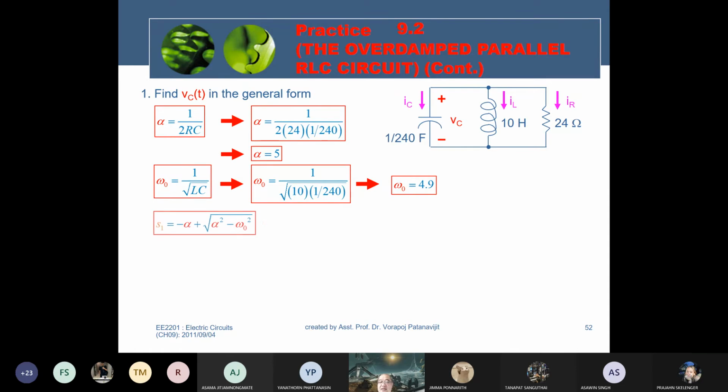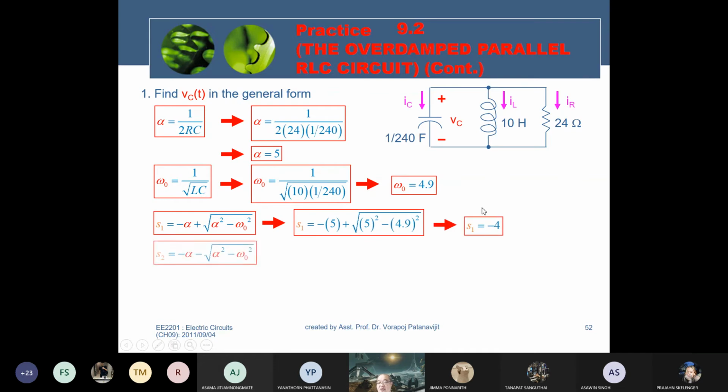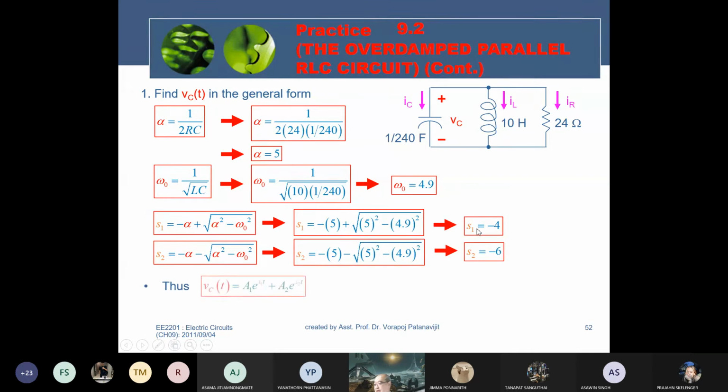In this case, alpha is greater than omega 0. Therefore, you substitute them in S1 and you can get S1 equal to minus 4, S2 equal to minus 6. This case is the overdamped case. You get different values of S1 and S2.